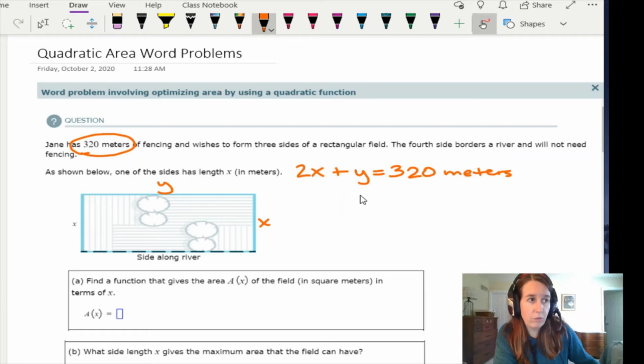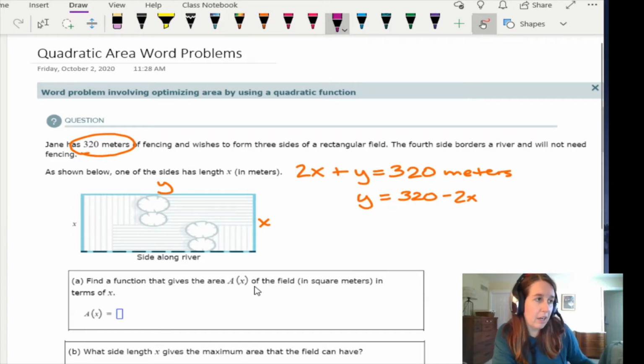So what we want to do first is solve for this y. Okay, so if we solve for the y, we subtract 2x from both sides. That would be 320 minus 2x. Okay, we're going to use that in our part A. All right, so for part A, it says find a function that gives the area in terms of x. So hopefully you know that the area of a rectangle is just the base times the height. Okay, and in this case, we have the area base times height.